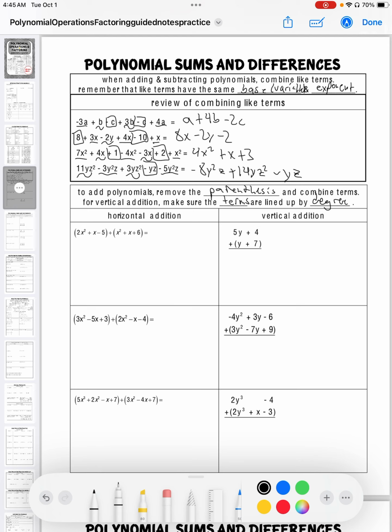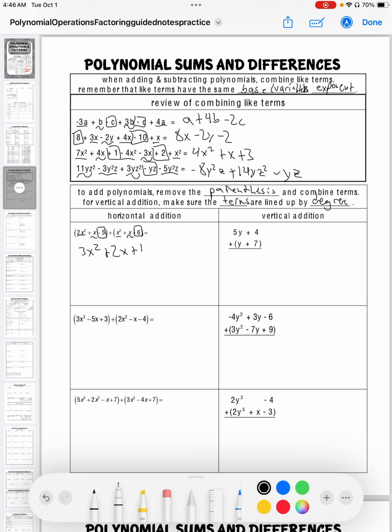So for horizontal addition, I see that I have a 2x squared, and that would be combined with x squared. 2x squared plus x squared is 3x squared. Then I have x and x. X plus x would be 2x. And finally, I have negative 5 and a plus 6. Negative 5 plus 6 would be plus 1.